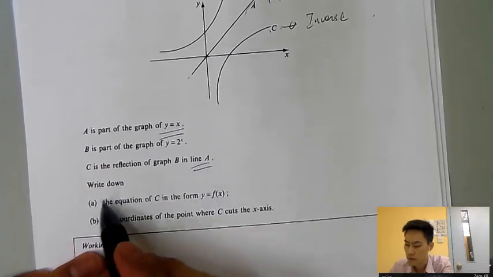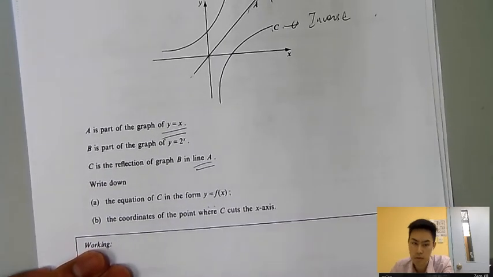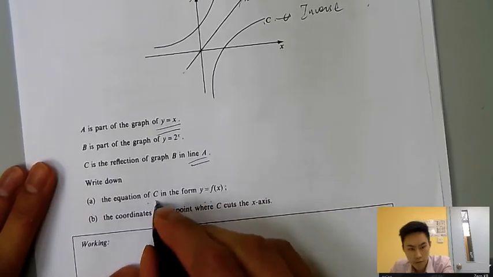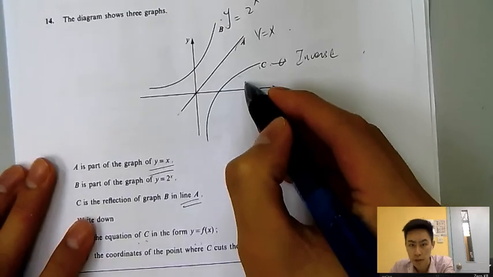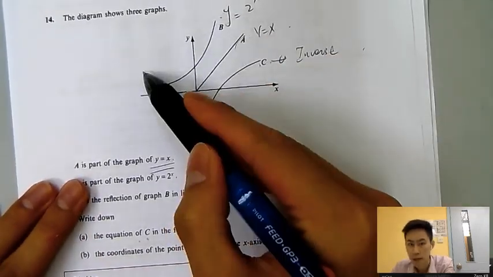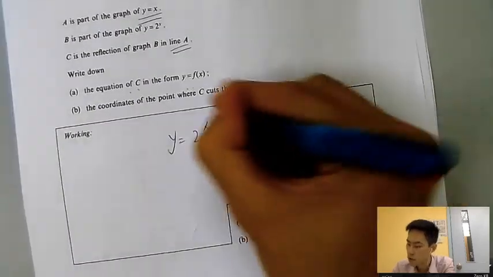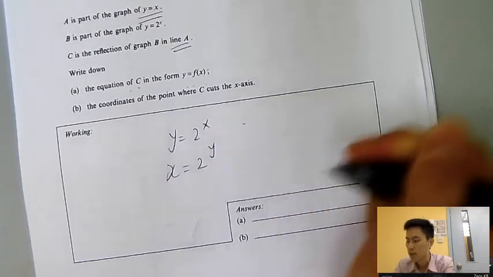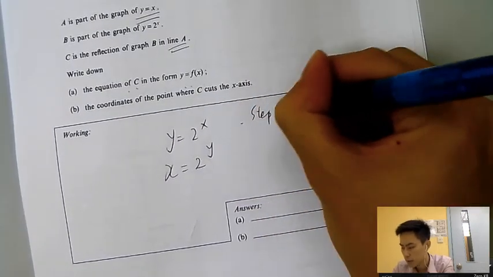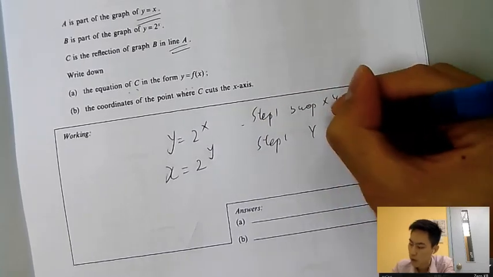Write down the equation of C in the form y equals f(x). Basically the question asks you to find the equation of the inverse, because I know that B is y equals 2 power x. So how do you find the inverse? The first step is to swap x and y, so x equals 2 power y.